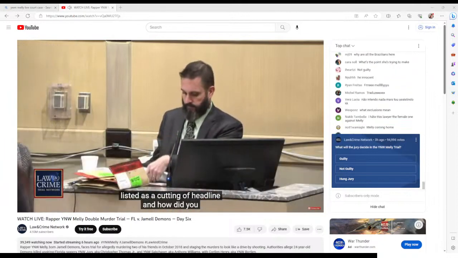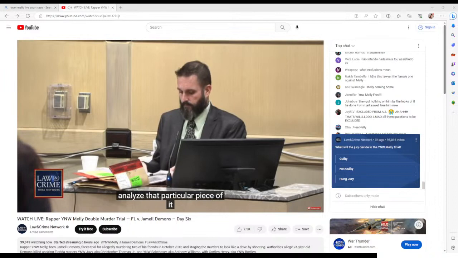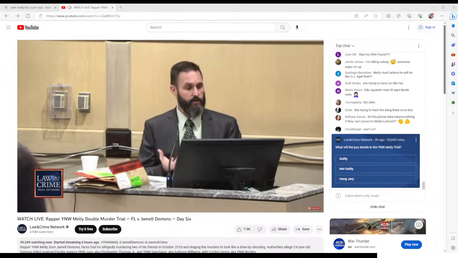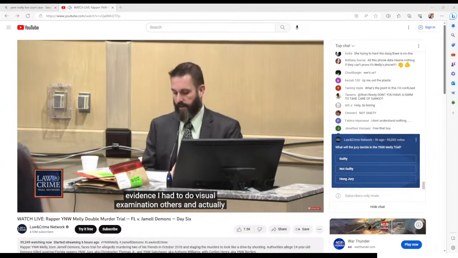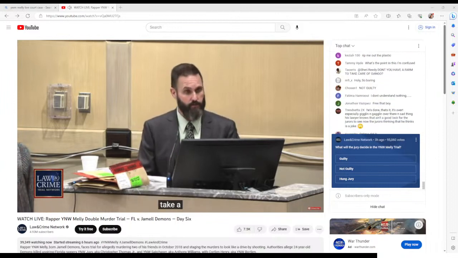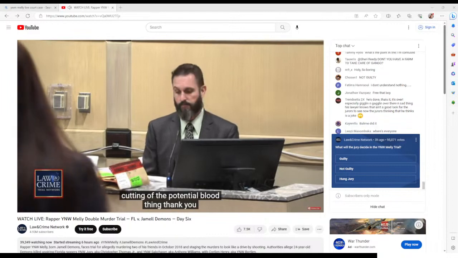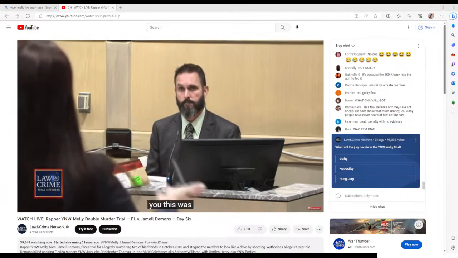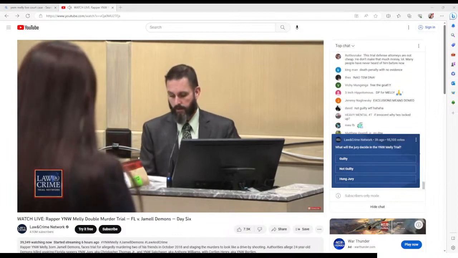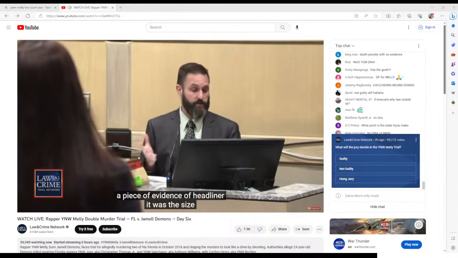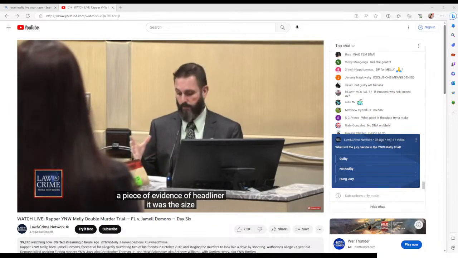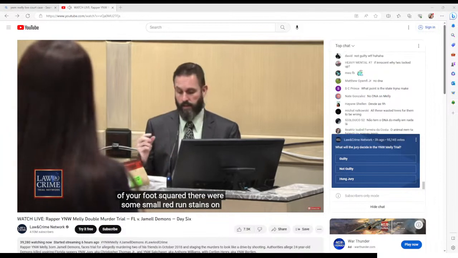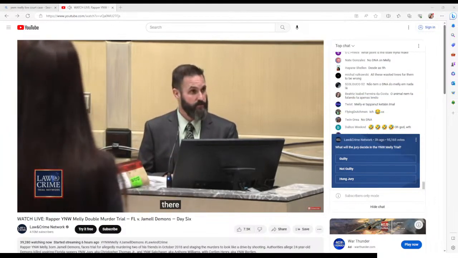And how did you analyze that particular piece of evidence? That evidence, I had to do a visual examination on it and actually take a cutting of a potential blood stain. And can you explain to ladies and gentlemen of the jury what's the difference between using it from a swab versus a cutting of an item? This was a piece of evidence, a headliner. It was the size, maybe a foot squared. There were some small red brown stains on there.